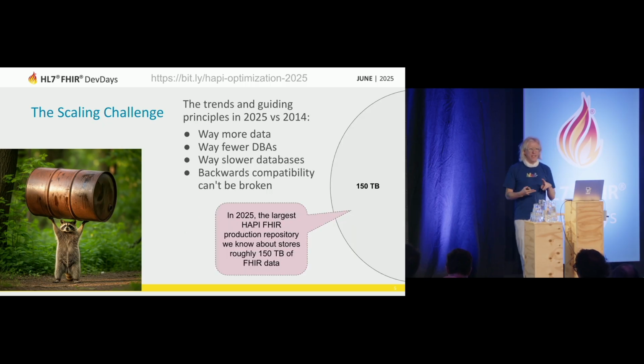Fast forward 11 years to 2025. The largest HAPI installation that I know about, and that doesn't even mean this is the biggest one, because of course nobody's under any obligation to tell us what they're doing with the software, but the biggest installation I'm aware of is storing about 150 terabytes of FHIR data. I don't even actually know how many resources they've got in there.